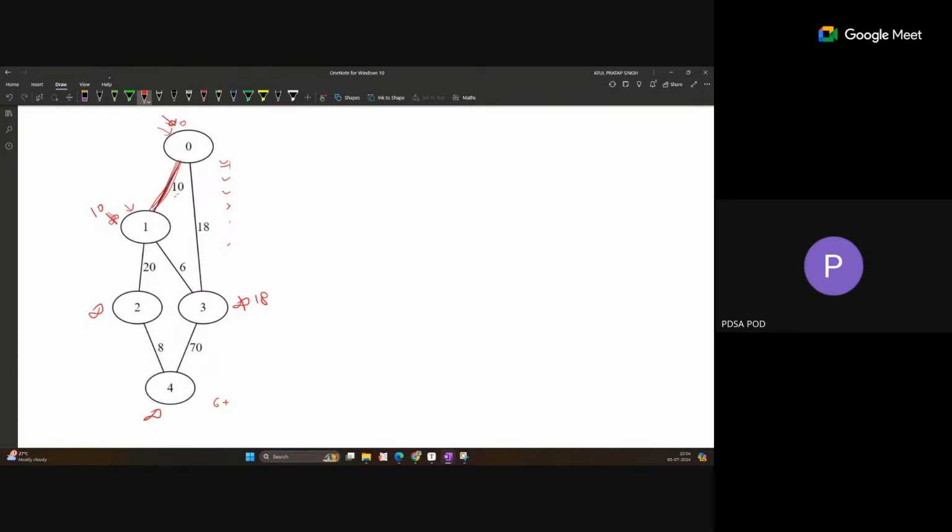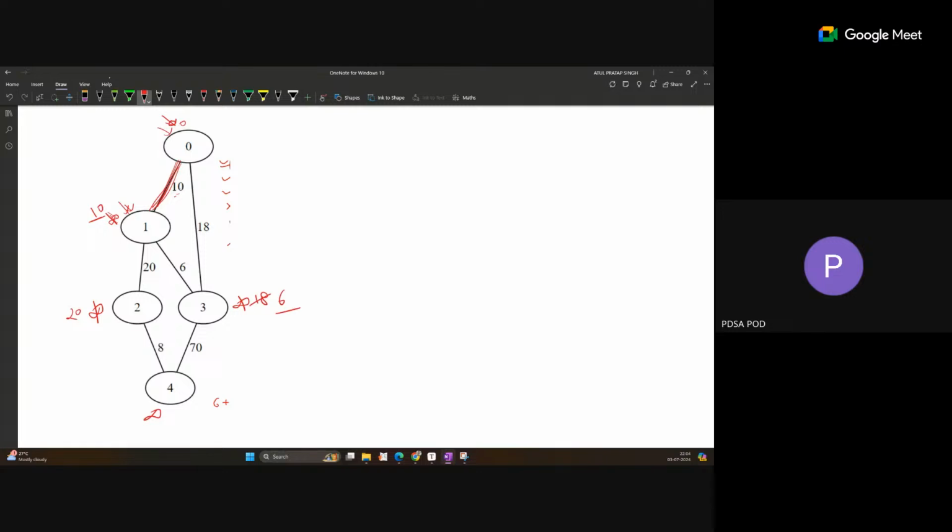Now when we are picking from this one, we will check 1 to 3. This is 6. We will not add this 10, we will only consider the edge. So this is 6 and the previous is 18, so we will update this to 6. You can also maintain the information of where you are getting this 6 from, so based on that you can select the edge later. And the same for 1 to 2, which is 20. This is smaller than infinite, so 20 is the next update.